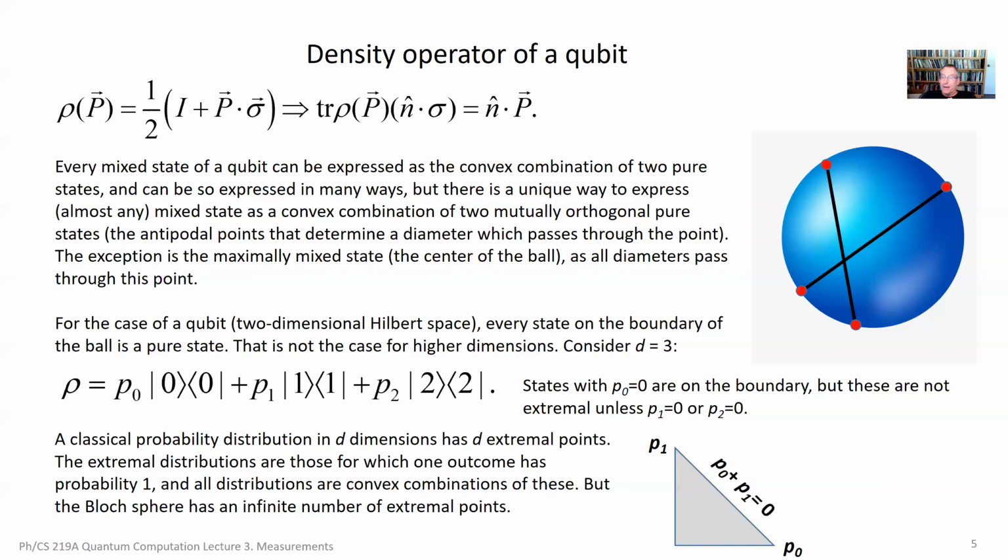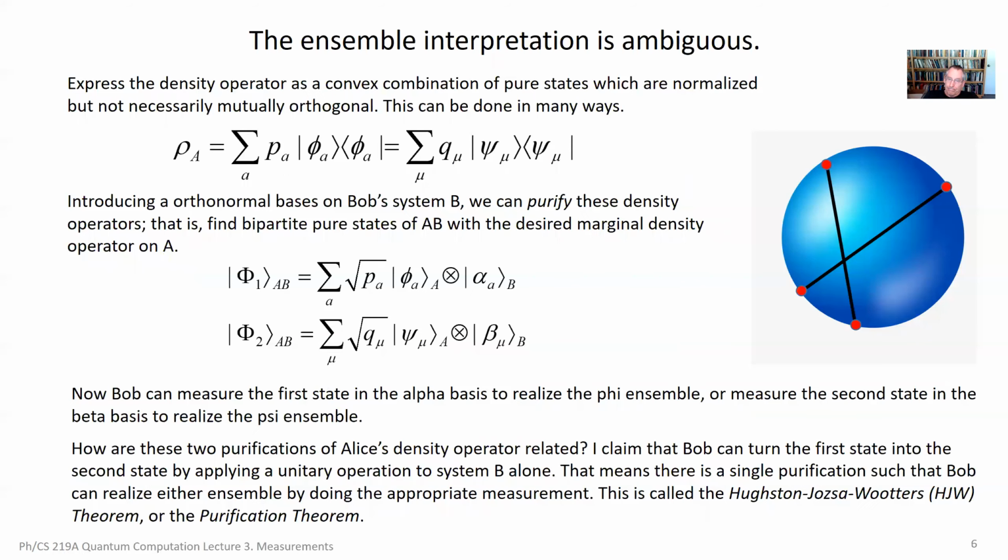Notice that in the quantum case, in the case of quantum density operators, the geometry is different. And in fact, already in 2 dimensions, although the Hilbert space is just 2-dimensional and the density operators have 3 real parameters, the extremal points are all the pure states. There are an infinite number of them. Every point on the unit sphere is an extremal point.